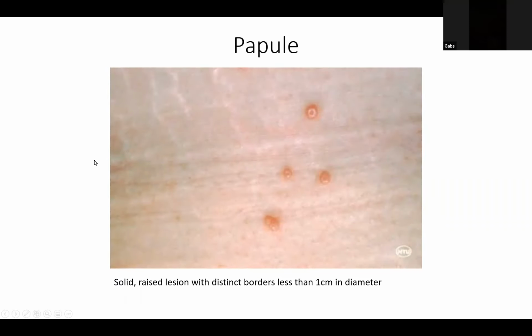Next, you have papules. These are more of your raised lesions. They are solid. They have distinct borders. They're less than a centimeter. They may be umbilicated. They may move. So that's important to note as well.